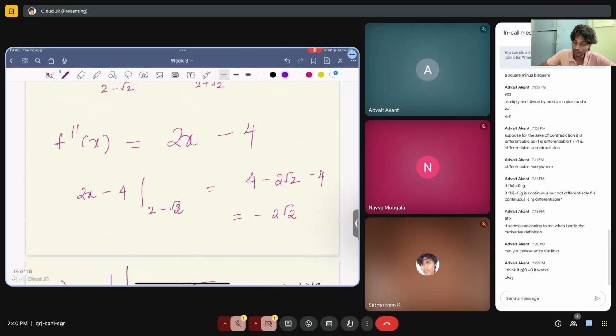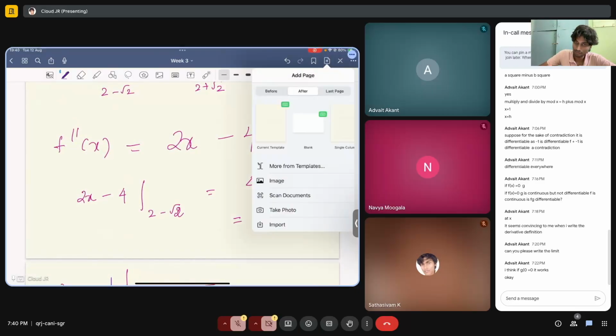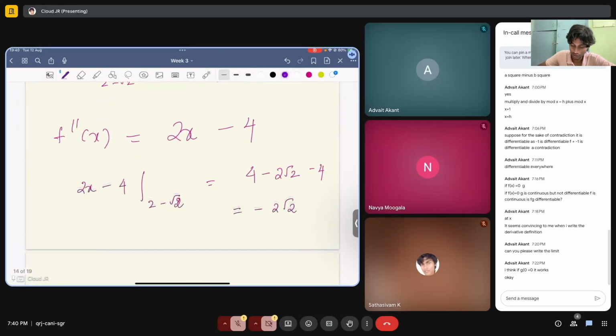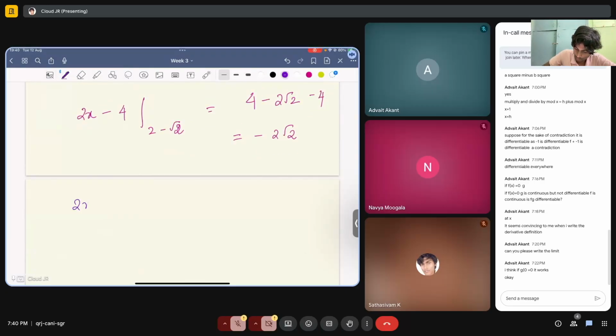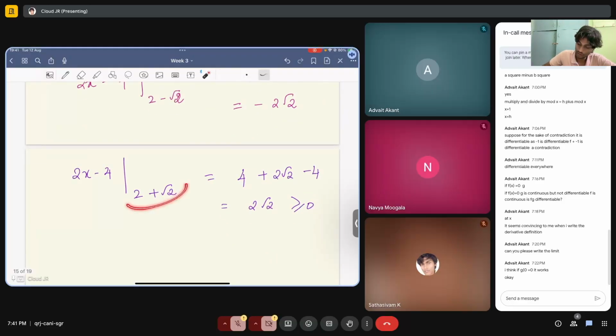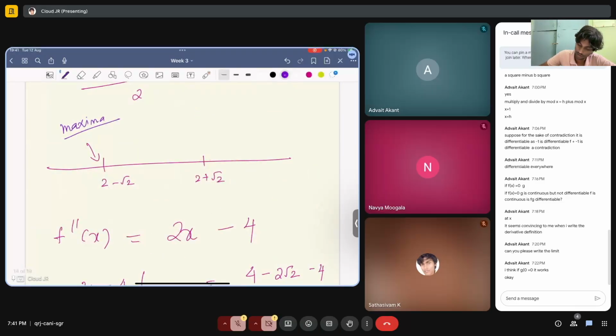Okay. Now similarly, let's look at the other point. So this is 2x minus 4. Now substitute 2 plus root 2. Again it's 4 plus 2 root 2 minus 4. So this is 2 root 2, and this is greater than 0, right? So at this point, the second derivative is greater than 0. So this point is a minima.